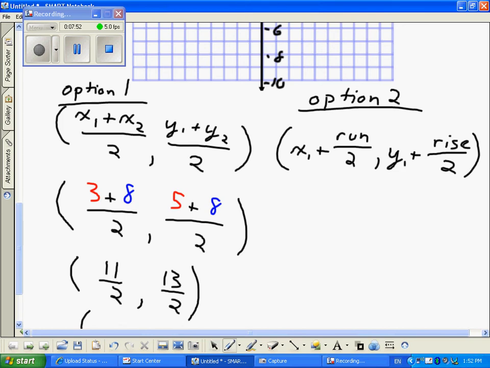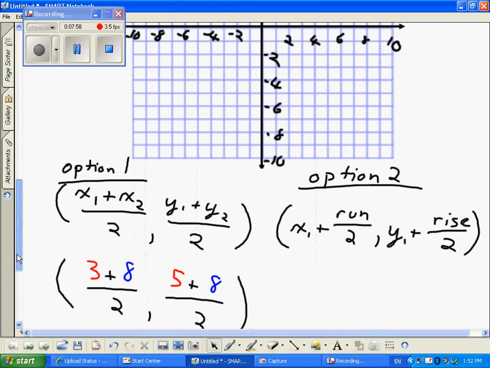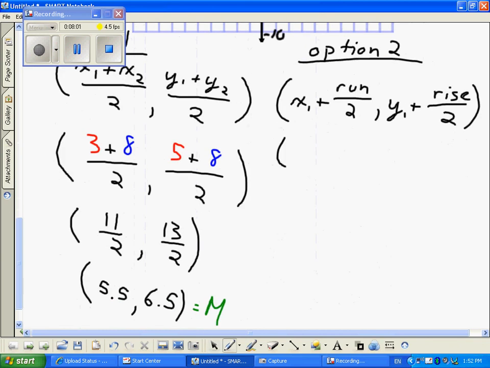This is x1 and y1. So x1 in this case will be our A, and x1 is 3. So we have 3 plus our run, which was 5, over 2. Our other coordinate, y1, was 5, plus we had a rise of 3, over 2.